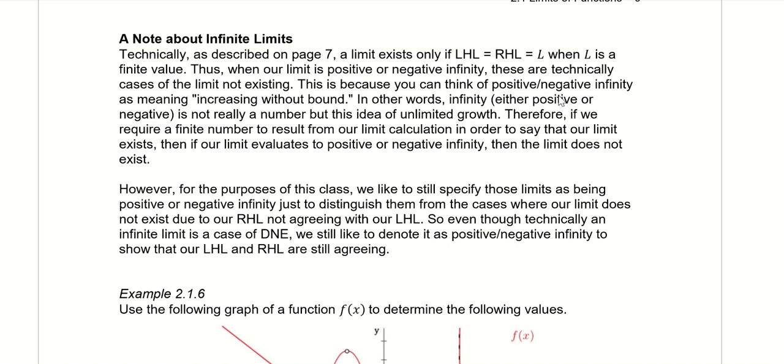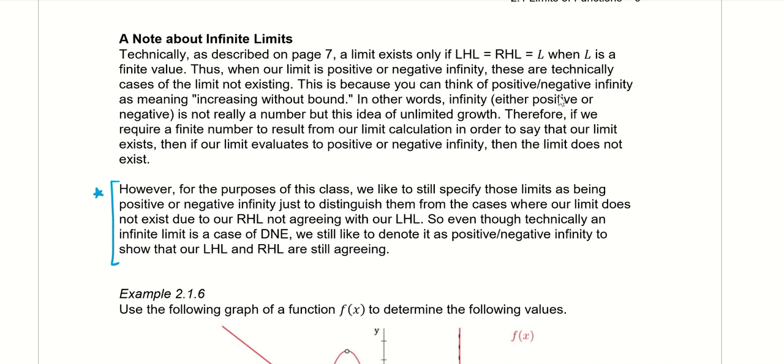So in other words, infinity, like we said, is not really a number. It's this idea of unlimited, unbounded growth. So technically, when we have a positive or negative infinity for this L, the limit does not exist. But, and I'm going to put a little star here, for the purposes of this class, we still like to specify when we've got limits being positive or negative infinity, just to distinguish them from the cases where the right hand and left hand limits just don't agree. So technically these are both cases where the limit does not exist, but we're just distinguishing them.